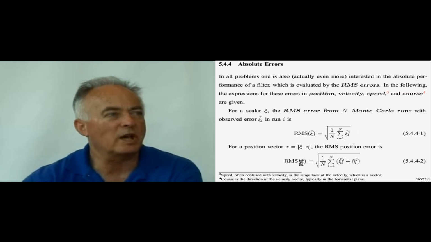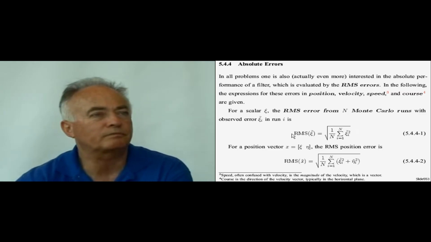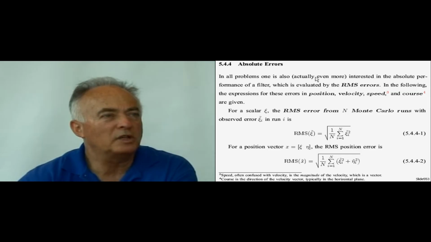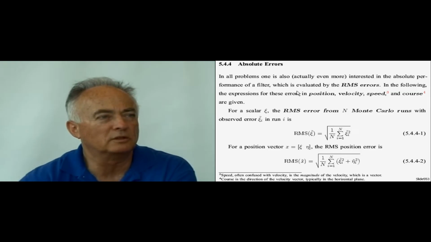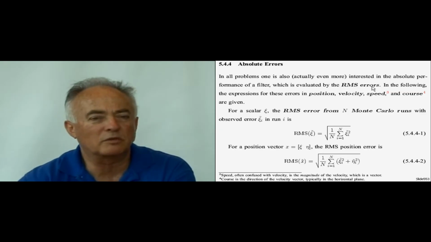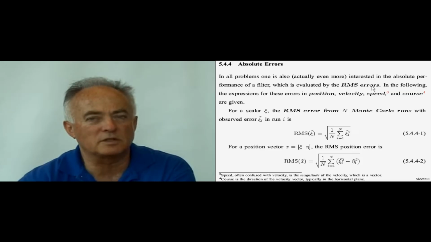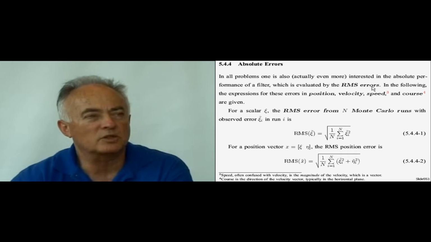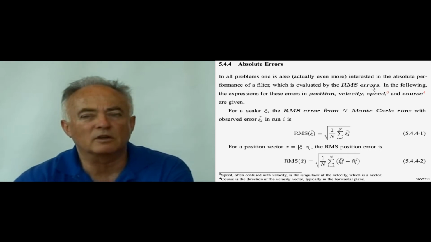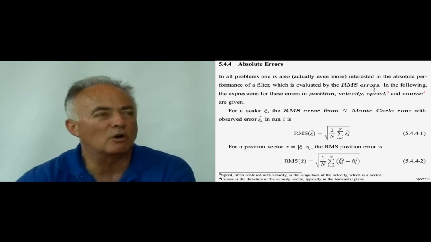Now, what are the absolute errors? What we are really interested in is the absolute performance of the filter, RMS errors. That's a simple way of quantifying them. What we have is also the information that you cannot get small RMS errors if the variances are mismatched. So you look at both of them simultaneously and end up with some kind of a compromise.